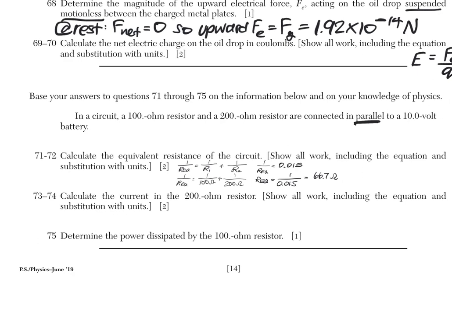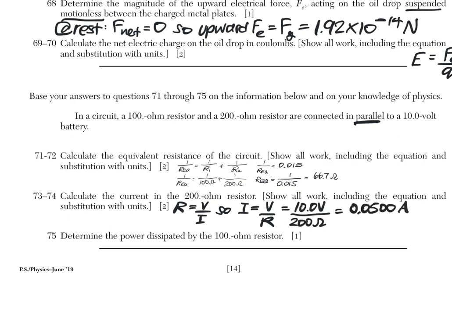Then it wants the current in the 200 ohm resistor. We're looking for current, R equals V over I, so I equals V over R. We know the resistance of the 200 ohm resistor, and we know the voltage across it. So we get 10 volts over 200 ohms, and we get 0.05 amps. Now, why is the voltage 10 volts? All of the voltages are the same in parallel, so if the total voltage of the 10 volt battery is 10 volts, then that is also equal to the voltage across the 200 ohm resistor. So yes, 0.05 amps for the 200 ohm resistor.